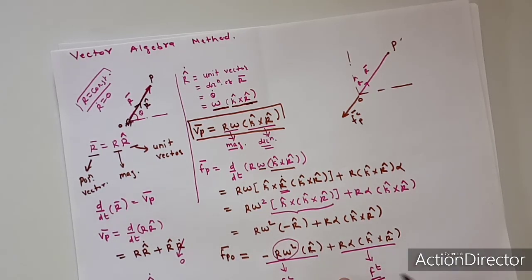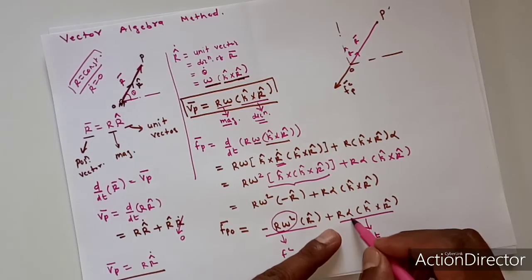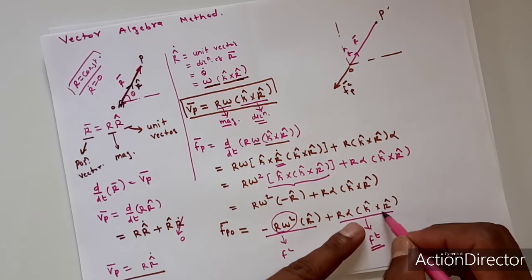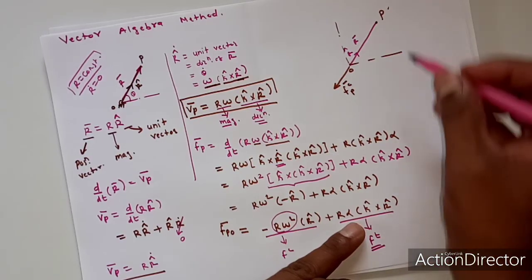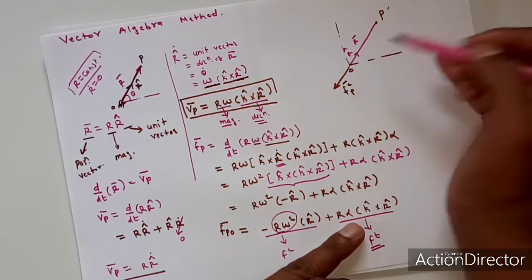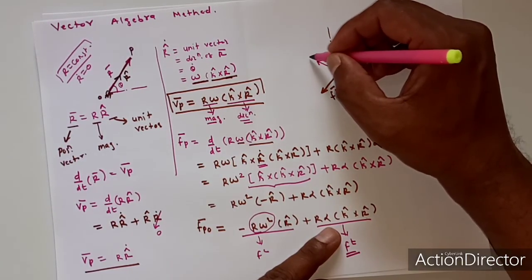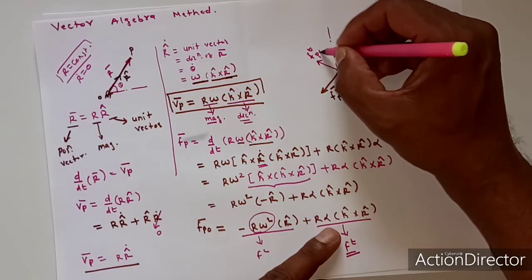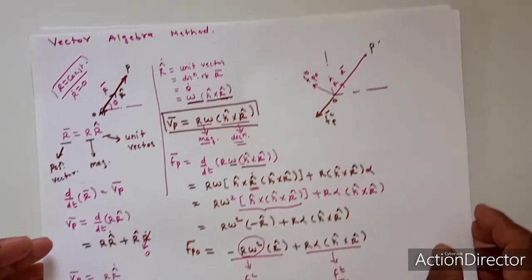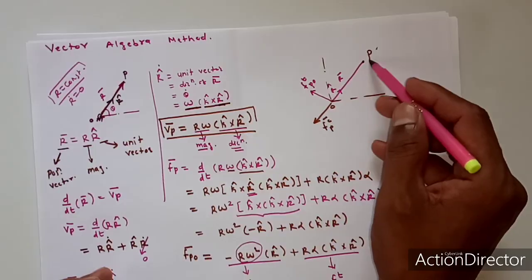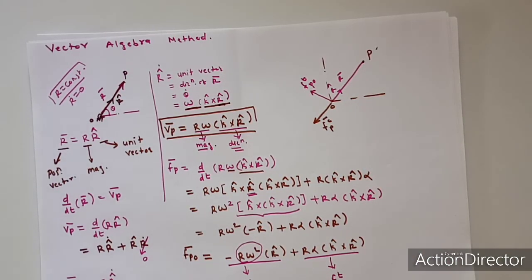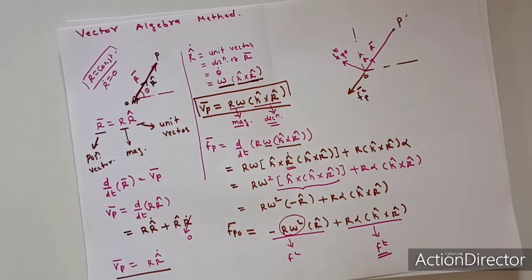And the second component is the tangential component of acceleration, whose magnitude is r into alpha and direction is k cap cross r cap, which is perpendicular to the plane in which r cap acts. So this is the direction of tangential acceleration of P relative to O, a vector perpendicular to the vector r cap. Okay. So this is how we can solve problems on velocity and acceleration analysis of planar mechanisms using complex algebra and vector algebra method.